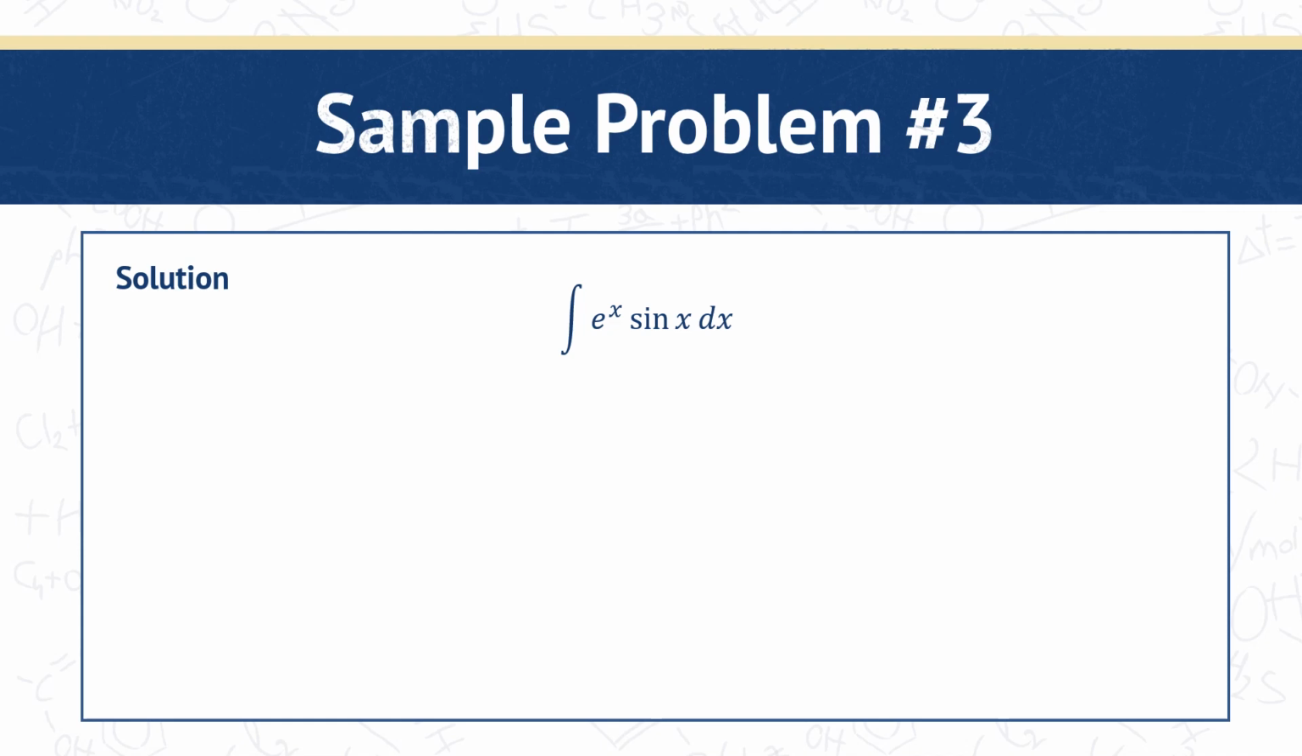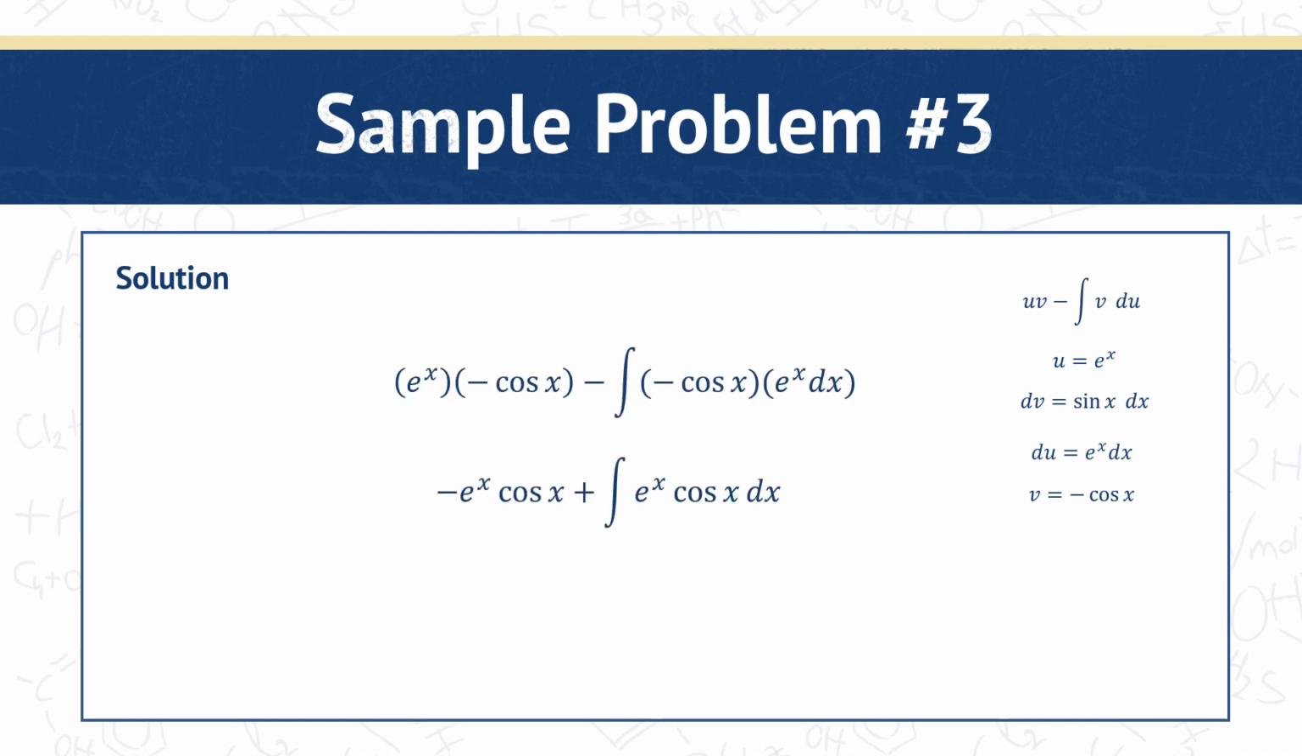So let's do that. Now we solve for the integral of e raised to x sine x dx. So again, it doesn't matter which assignment for u or which assignment for dv you make, because either way you won't really produce a simpler integral. So in this case, let's just assign our u to be e raised to x and our dv to be sine x dx. Our du will then become e raised to x dx, and our v will become negative cosine x. Again, we write the function in terms of uv minus the integral of v du. So this will give us negative e raised to x cosine x plus the integral of e raised to x cosine x dx.